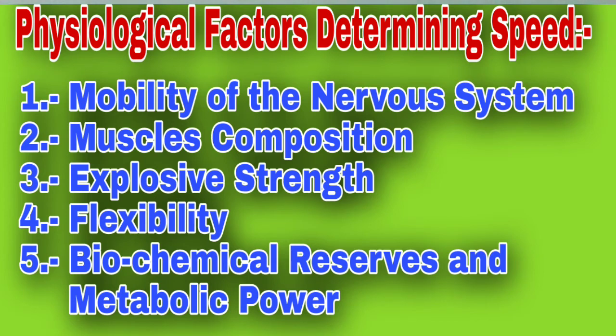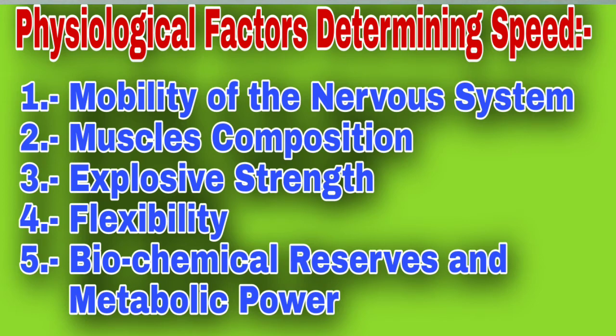Now let's know the next point, biochemical reserve and metabolic power. What is it? For optimum speed performance, muscles require a large amount of energy at a very high rate of consumption. For this, the phosphagen, adenosine triphosphate and creatine phosphate stored in the muscles should be sufficient.